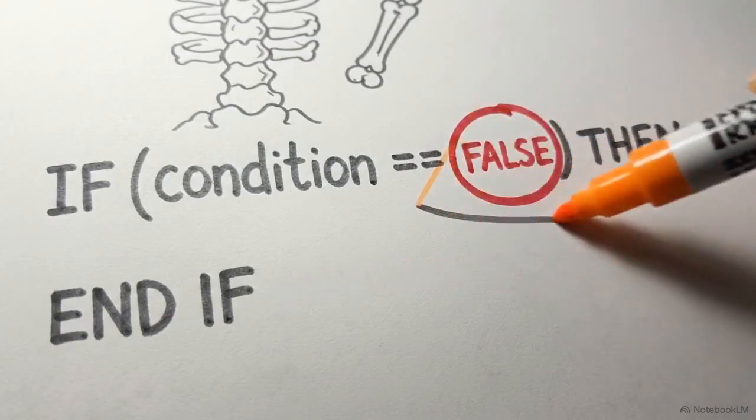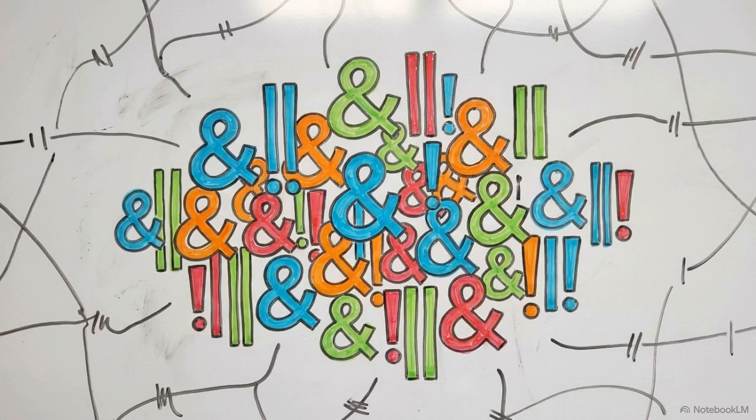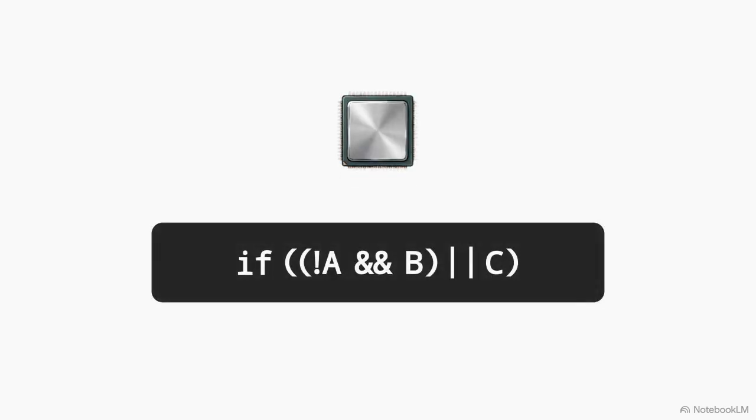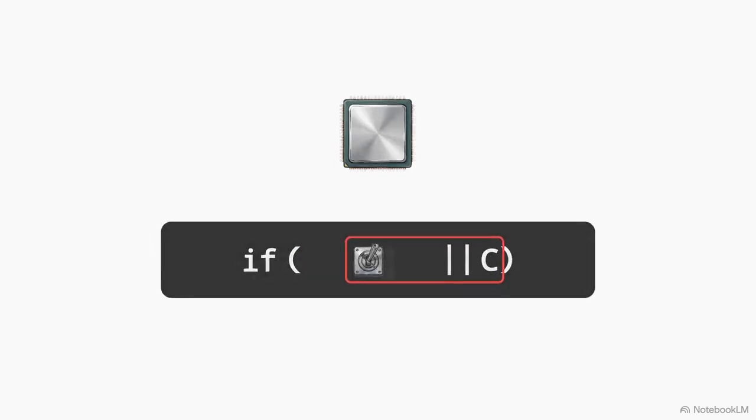When a single equation mixes and, or, and not operators, how does the compiler avoid chaos? It adheres to strict operator precedence. There is a universally programmed order of operations. The machine resolves parentheses first, applies any not negations, and finally evaluates the remaining and or operators.